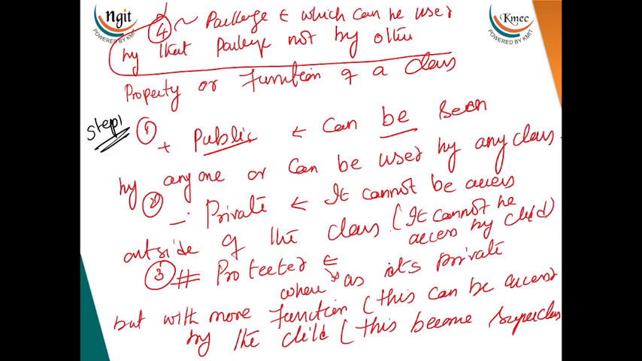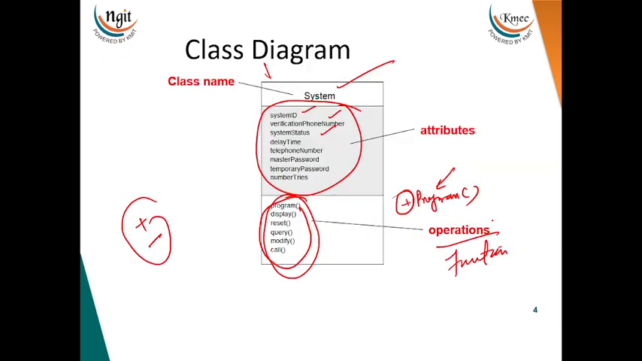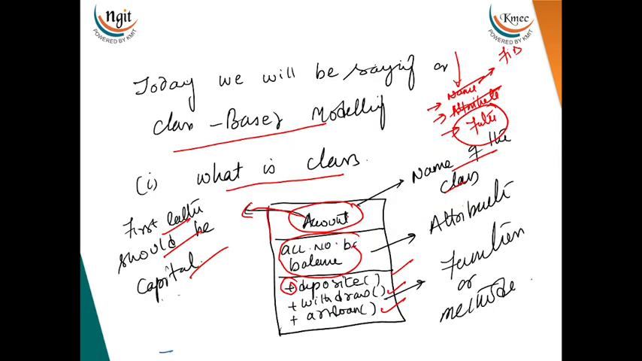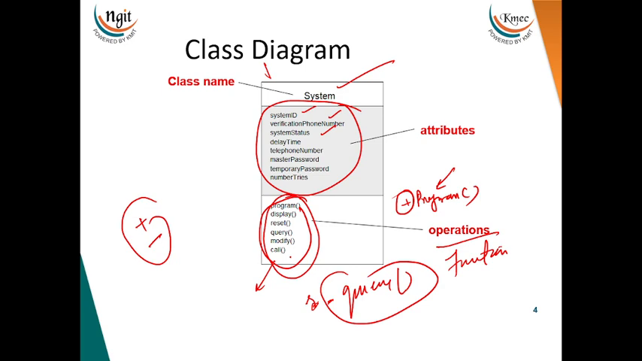Then we have minus, which is nothing but private. It cannot be accessed outside of the class, and it cannot be accessed by the child. So if I write minus before reset or query, then it cannot be used by classes other than the system class, and it cannot be used by children of the system class. Do remember, it's private. So if I write minus before add loan, this becomes a private property of that class, correct?